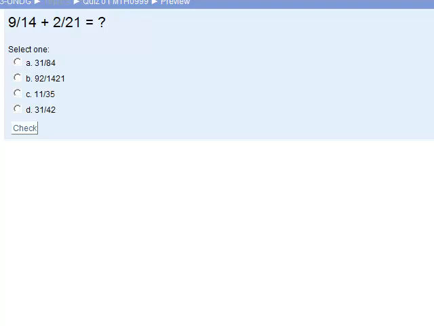Okay, you can't add these two fractions until they have a common denominator. So let's go ahead and find the common denominator.